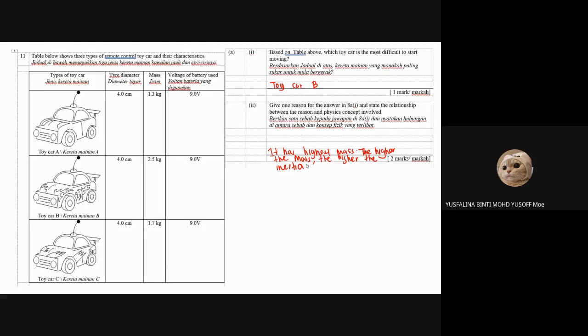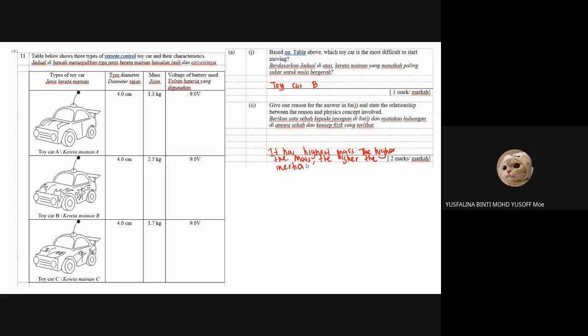Yes. Okay. So you can put like that also. So mass is directly proportional to the inertia. Also can. Okay. But you have to remember one thing. For paper 3, don't be confused. For paper 3, if they ask you the relationship of the graph, you cannot put the higher the mass, the higher the inertia. You cannot put the description like that.